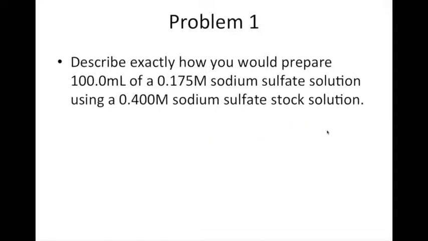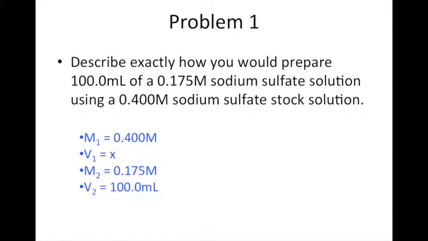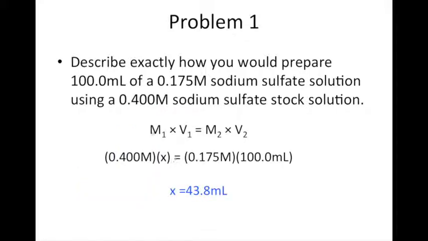So now you try one. Pause the video, and see if you can solve this problem. Okay, so first thing, let's identify our variables. M1, our stock solution, is 0.400 molar. How much of it we need to remove, we'll call that X. For our final molarity, we want to make a 0.175 molar solution, and we want our volume to be 100 milliliters. Now we can use our dilution formula, M1 times V1 equals M2 times V2, plug in our variables, solve for X, and we get 43.8 milliliters.